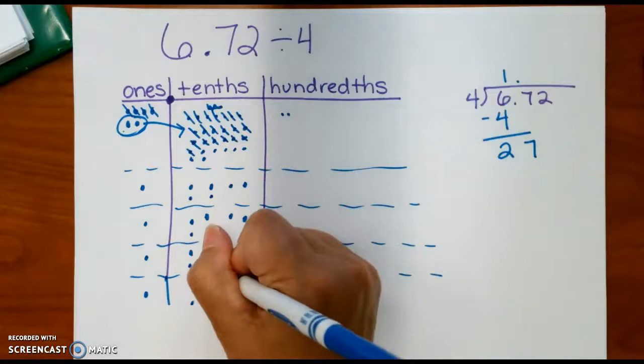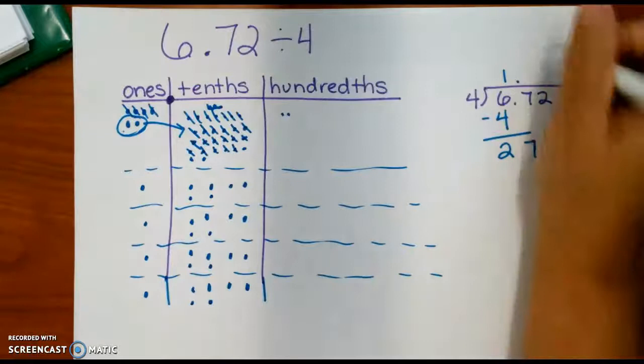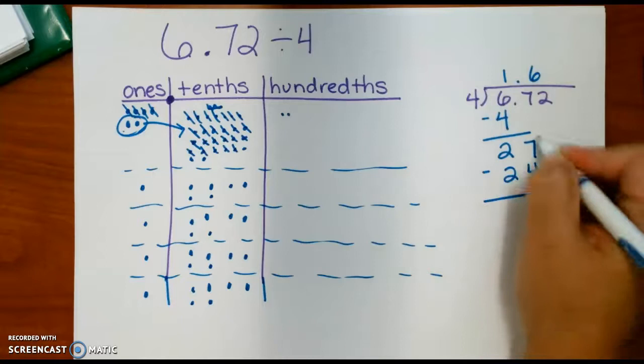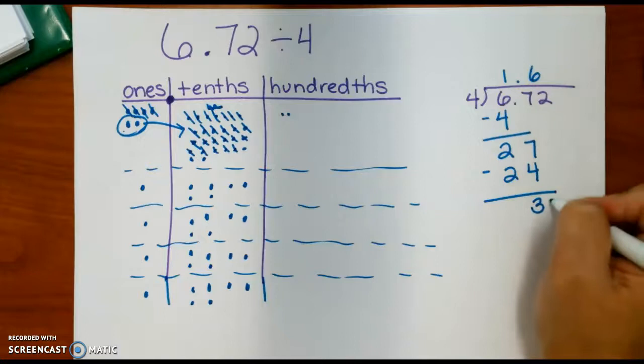Now, how many are in each group? There's 6. 6 times 4 is 24. And when I subtract, I have 3 left. I got to bring down my 2. Now, I have 3 tenths, which equals 30 hundredths.